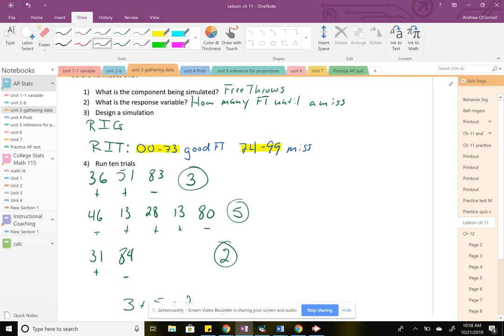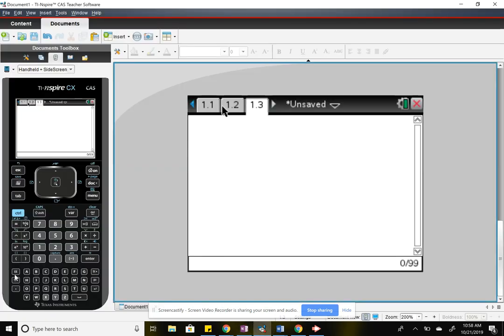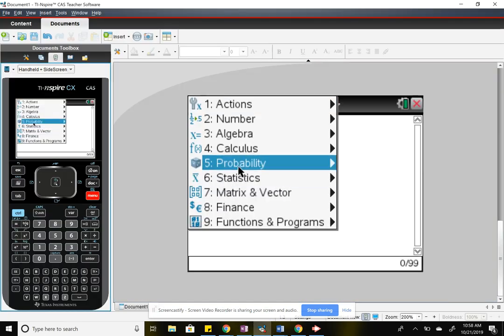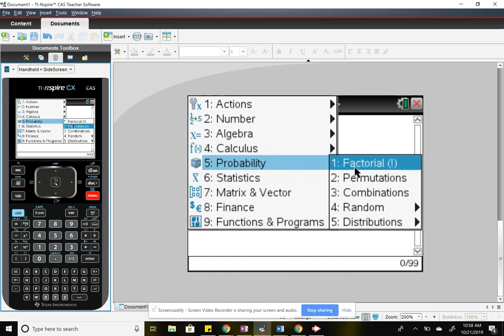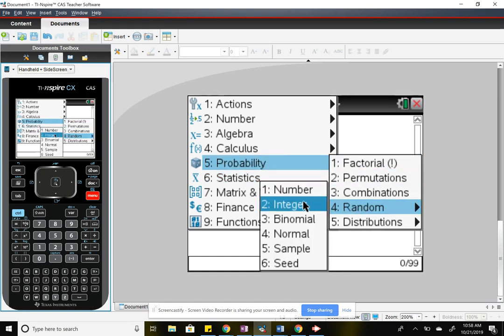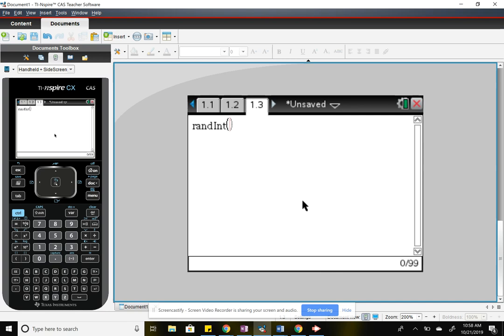A random integer generator is another way to do that on the calculator. Menu, probability, and you can go random integer. You have to say the lowest number it could possibly be. In our last one, it was 00, and the highest, I said 99. And then you just want a lot of numbers. So I'll say like 10 numbers.